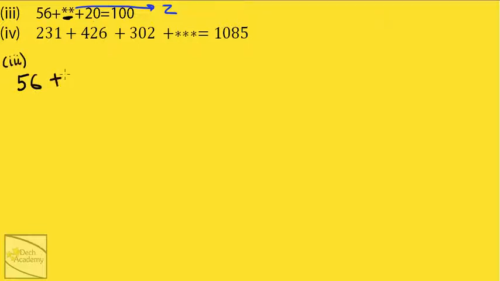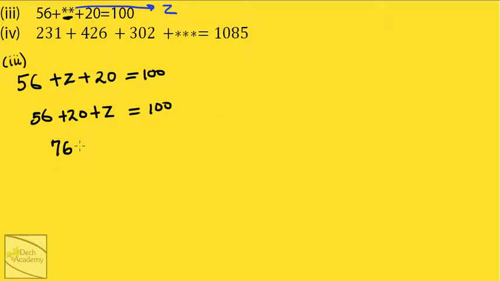56 plus z plus 20 is equal to 100. Now I can rearrange the left hand side and put the numbers together. So I have 56 plus 20 plus z is equal to 100. What's 56 plus 20? Well, that is 76. So I have 76 plus z is equal to 100.